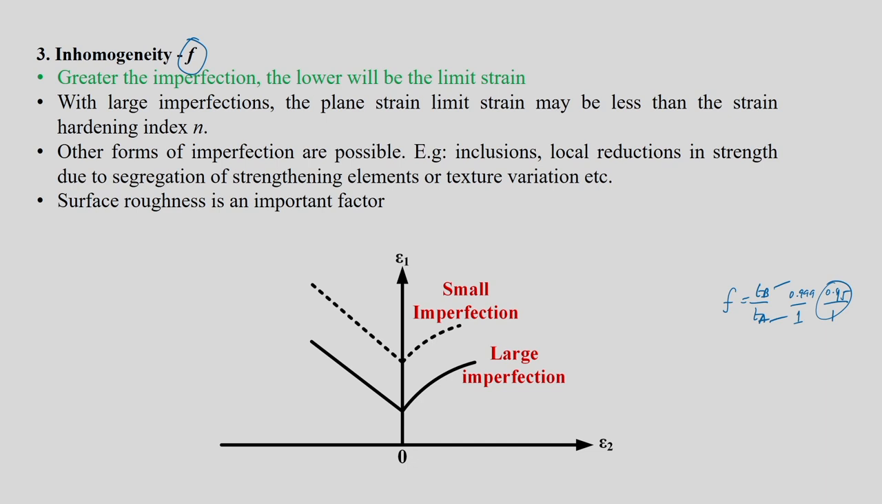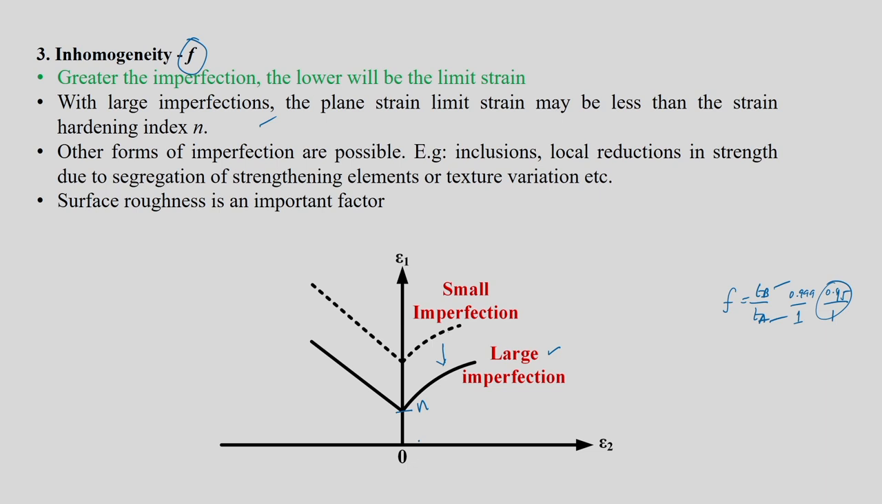So the greater the imperfection, you will see that the lower will be the limit strain, because the weaker region is very weak as compared to the other case. Okay, so this is what we know conceptually, schematically I have drawn this. This is with respect to large imperfection, which means that your forming limit is going to come down. Okay, small imperfection means a better formability is obtained. So with large imperfections, the plane strain limit strain may be less than the strain hardening index also. Okay, which means that theoretically, when we say FLD0 would be equal to N, as per our previous discussion, it may not be so in the case of materials with large imperfection. That means it may not even reach the N value, it may fail before that.